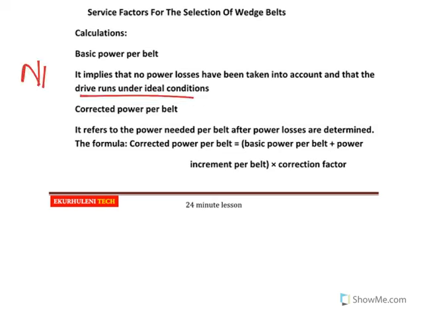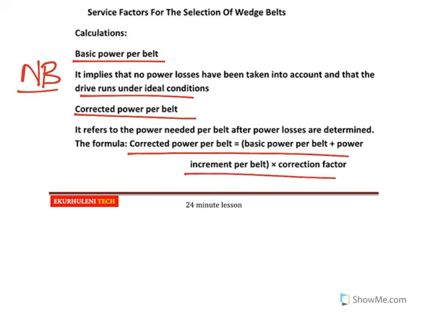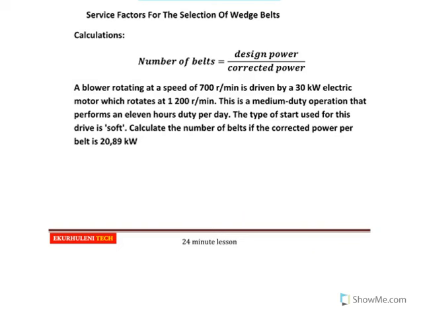You need to know the definitions of the basic power belt. You also need to know the definition of a corrected power per belt. It refers to the power needed per belt after power losses are determined. The formula for these, you are going to find in your Mechanotechnology. They will give you these formulas, for the basic and for the corrected power belt.